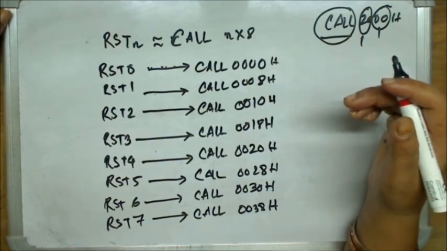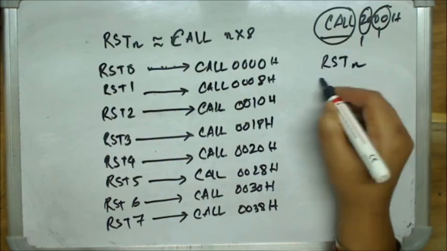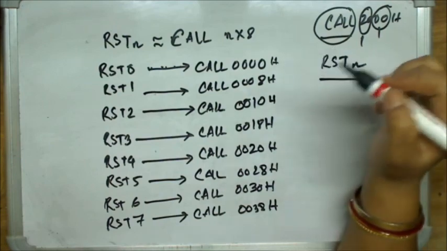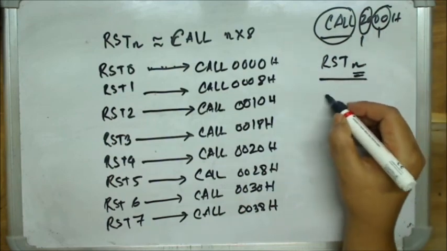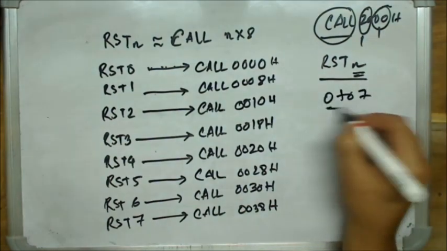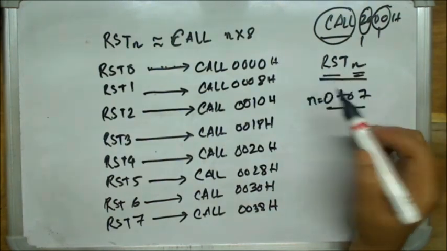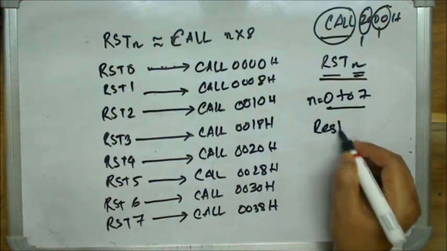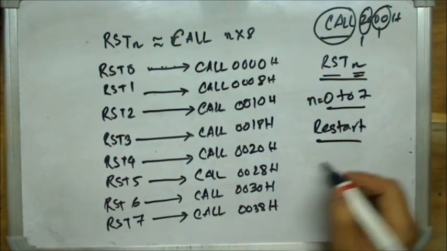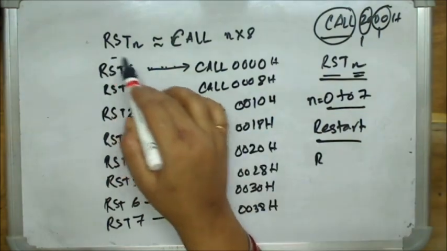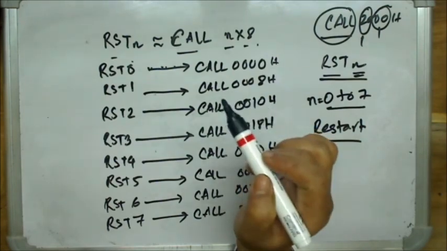So there is a faster call instruction called RSTn. This works much faster than call. How, I will be telling you now. Here n can be any number from 0 to 7. RST stands for restart. It is a software interrupt. If you write RSTn, it means call n into 8.